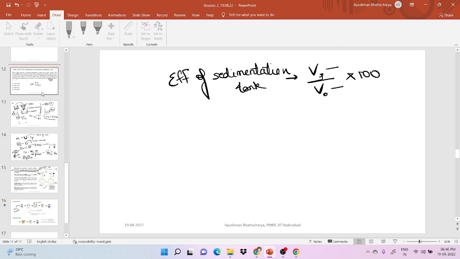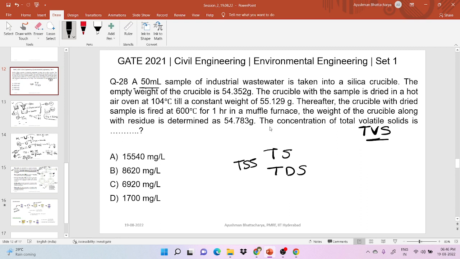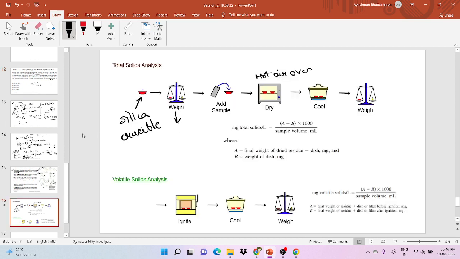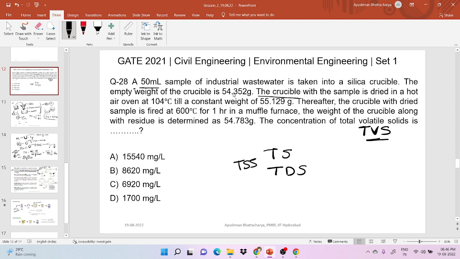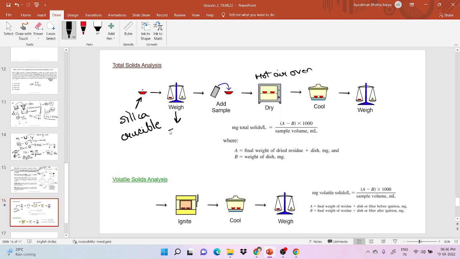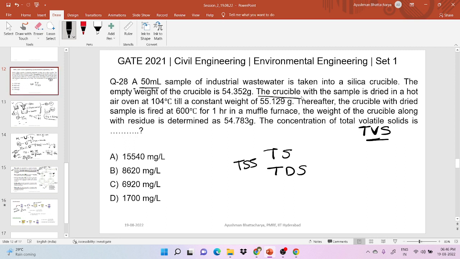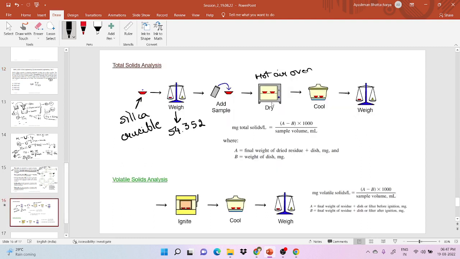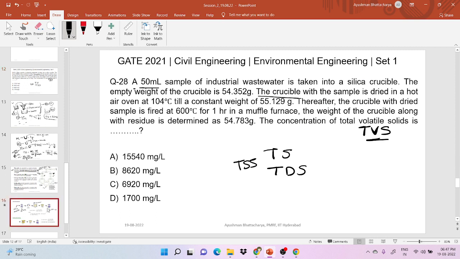So moving to the next part of that question. The crucible with the sample is dried in a hot air oven at 148 until constant weight is achieved: 55.129 grams. So the weight of the empty crucible is 54.352, and the crucible with the dried sample is 55.129. They dried it, kept it in a desiccator, then weighed it. The final weight they got is 55.129.